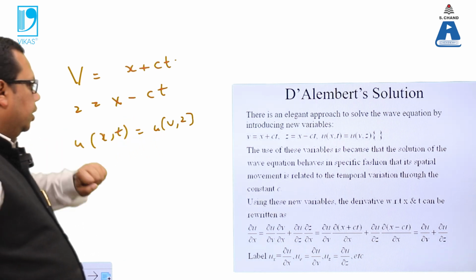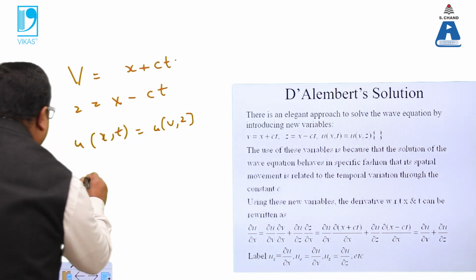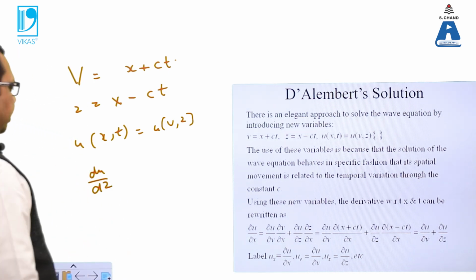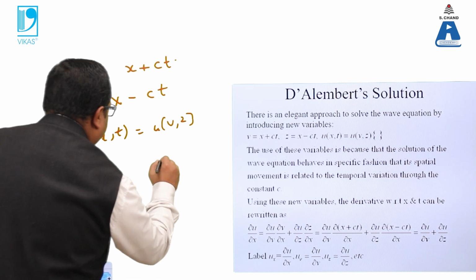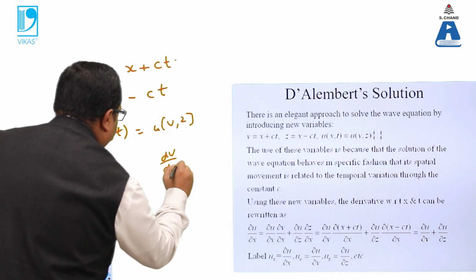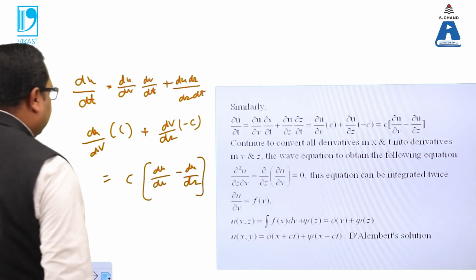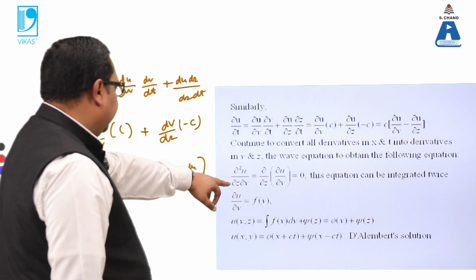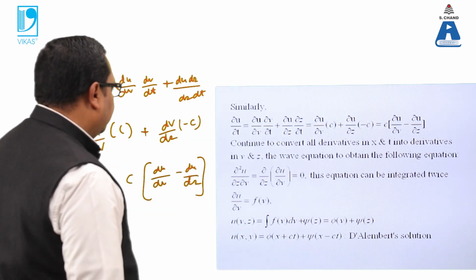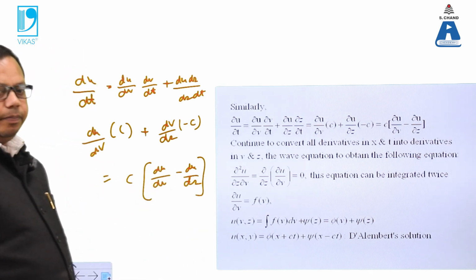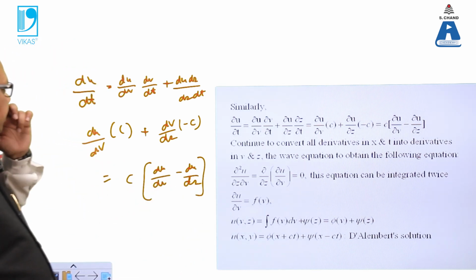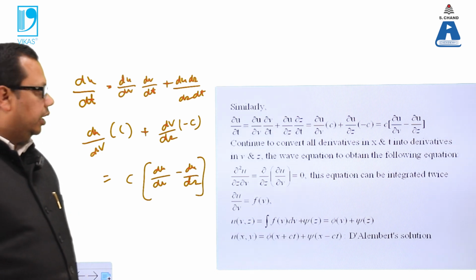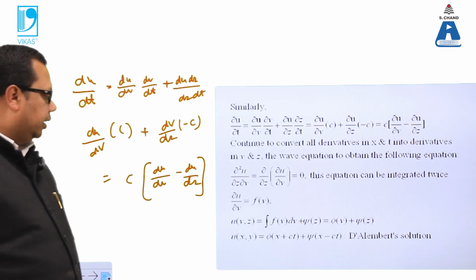So what we are calculating here is du by dv, and then du by dz. In the next slide we will see du by dt and then d2u by dv dz. So this is d2u by dv dz that we are calculating. So we are calculating the change in the particular wave equation. When there is a change occurring in the wave equation, we calculate it here.